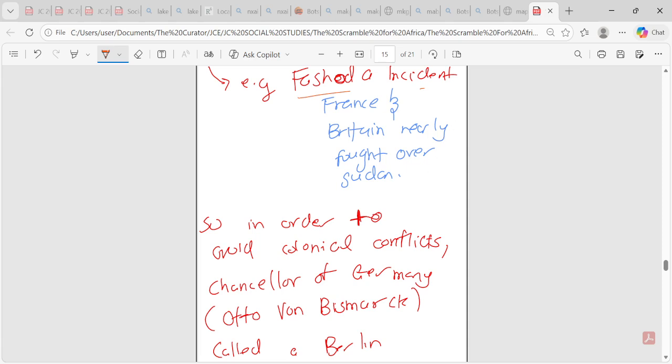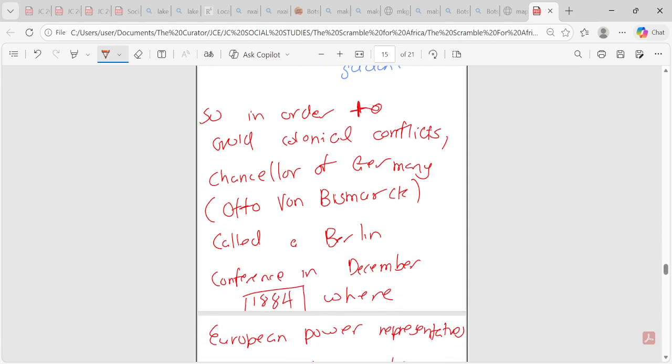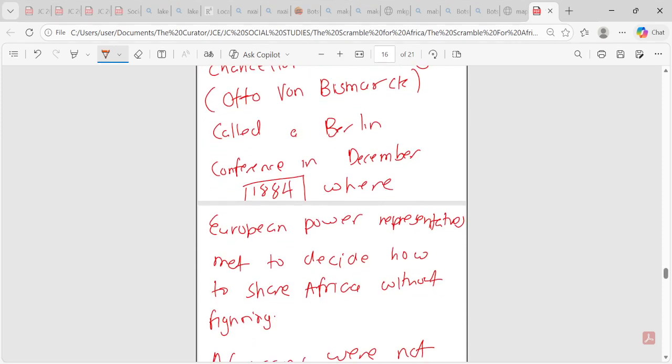And so by 1884, when tensions were at their highest, in order to avoid colonial conflicts, the Chancellor of Germany, Otto von Bismarck, called a Berlin Conference in December 1884, where European power representatives met to decide how to share Africa without fighting. So something had to be done. Somebody had to mediate. Somebody had to step in and say, guys, we need a better solution for this. I hate these near misses. I hate these threats of war. We are living under the constant threat of war. Tensions are very high.